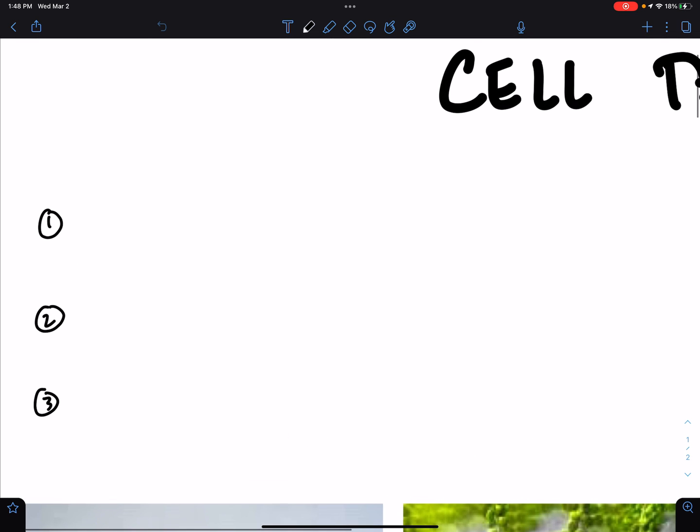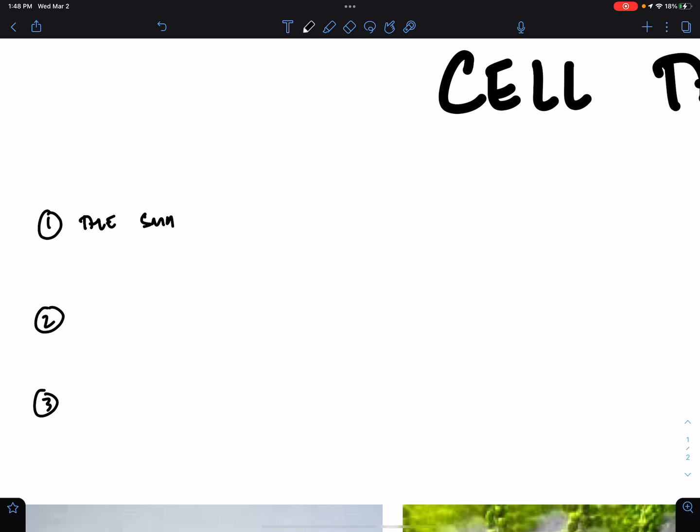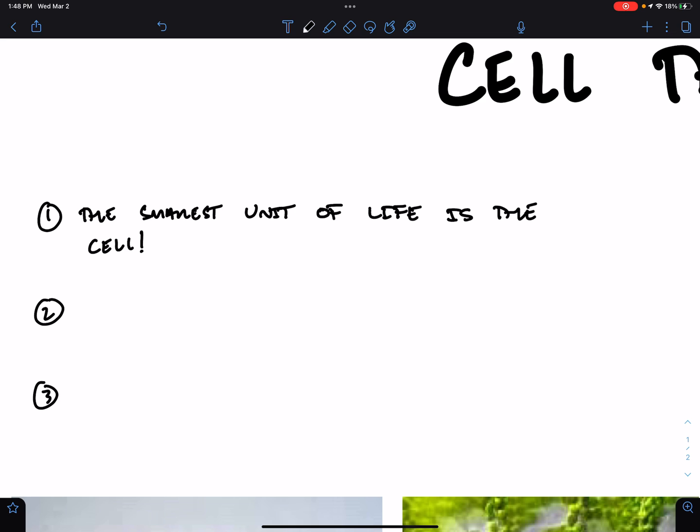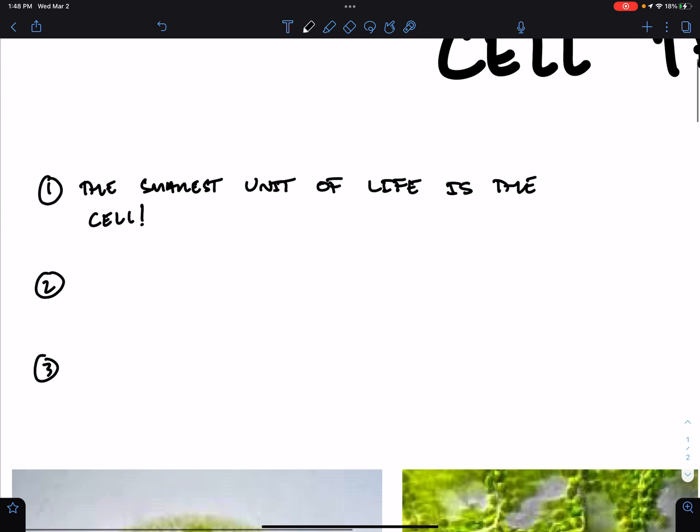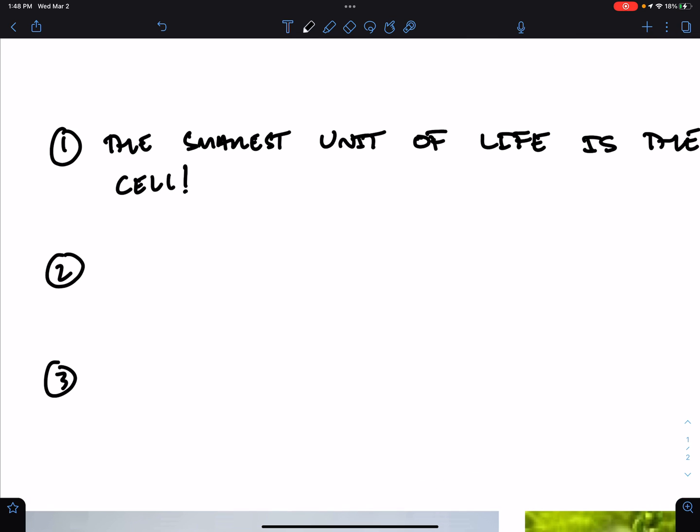Cell theory. Number 1. Cell theory states that the smallest unit of life is the cell. Boom, that's it. Smallest unit of life. If you get any smaller, you're not alive. Okay, the second part of the cell theory, which seems very similar to the first part, is that all biological organisms are made up of cells.